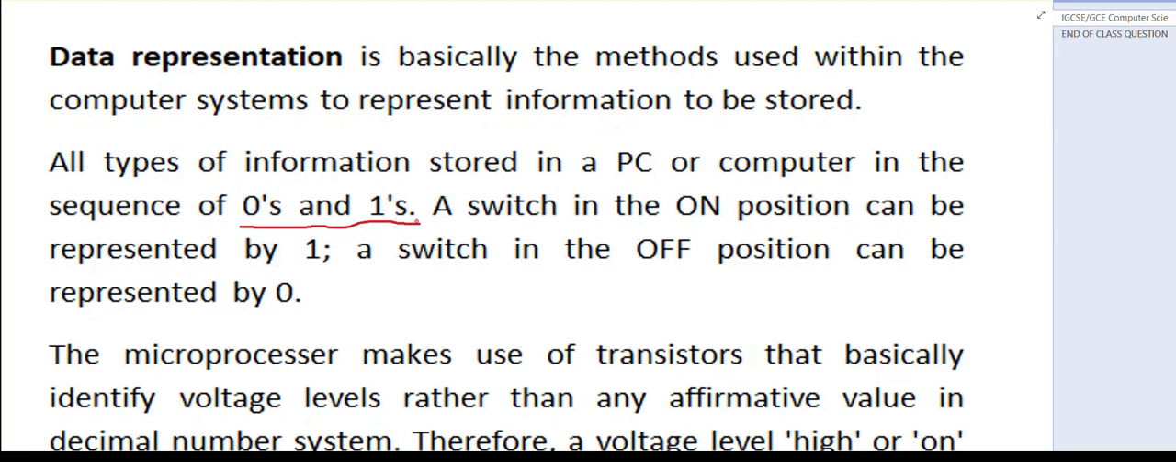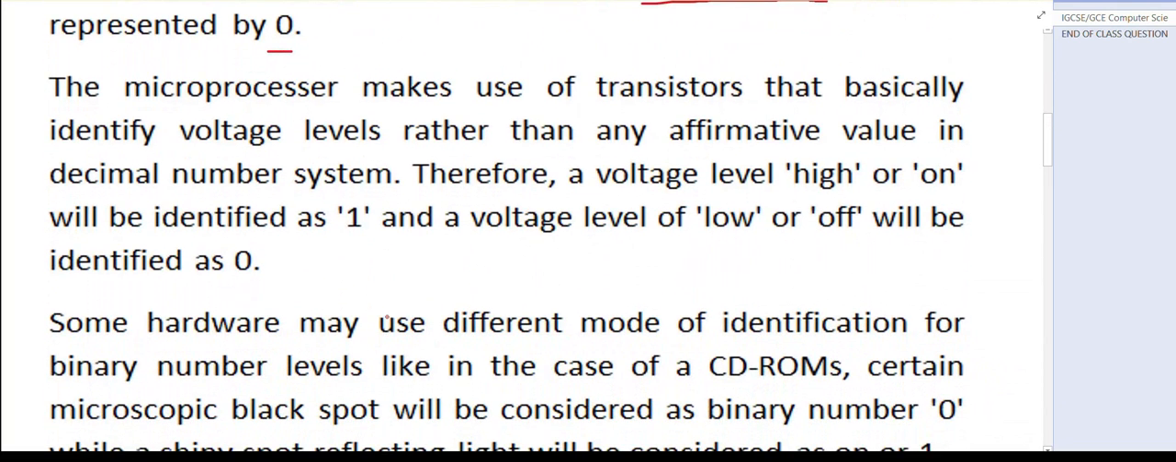Now, what does 0 or 1 mean? A switch in the on position can be represented by 1. A switch in the off position can be represented by 0. On is 1 and off is 0, right? The microprocessor makes use of transistors that basically identify voltage levels rather than any affirmative value in the decimal number system. Therefore, a voltage level of high or on is identified as 1. A voltage level of low or off will be identified as 0, right?